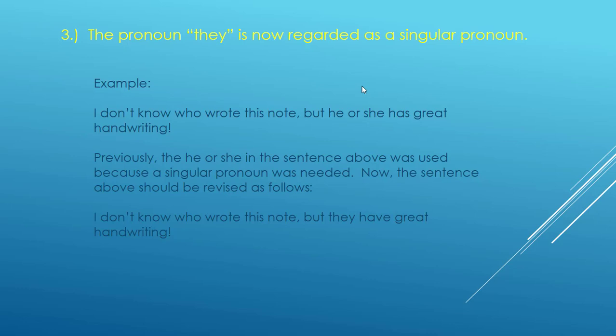So the sentence in the example reads, "I don't know who wrote this note, but he or she has great handwriting." Previously we used he or she because the way the sentence is constructed, we needed a singular pronoun, and he or she are singular pronouns, and we used he or she trying not to be sexist. So now we're doing away with all of the he or she, and we're just going to write, "I don't know who wrote this note, but they have great handwriting."